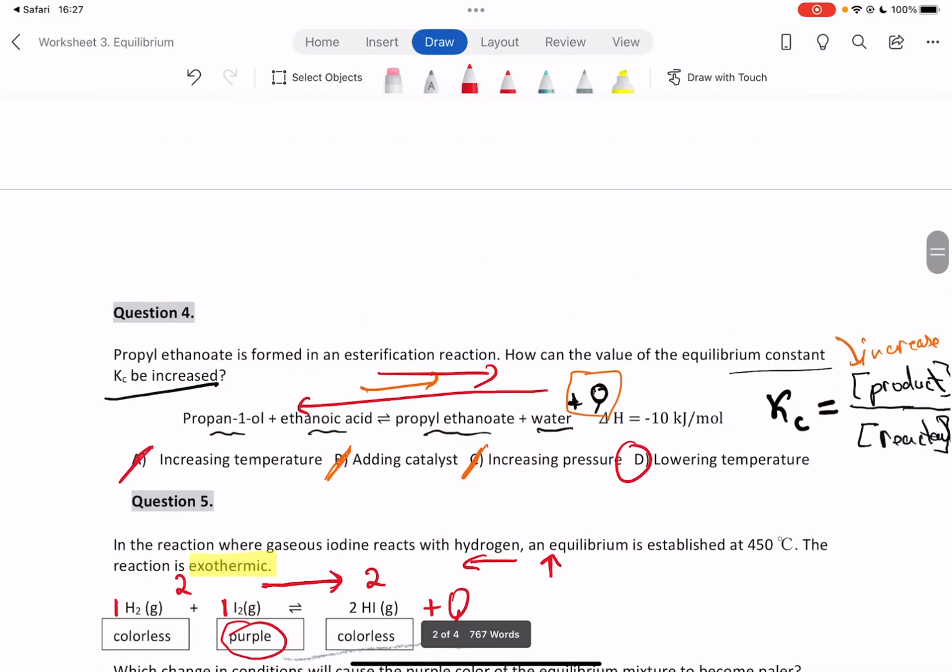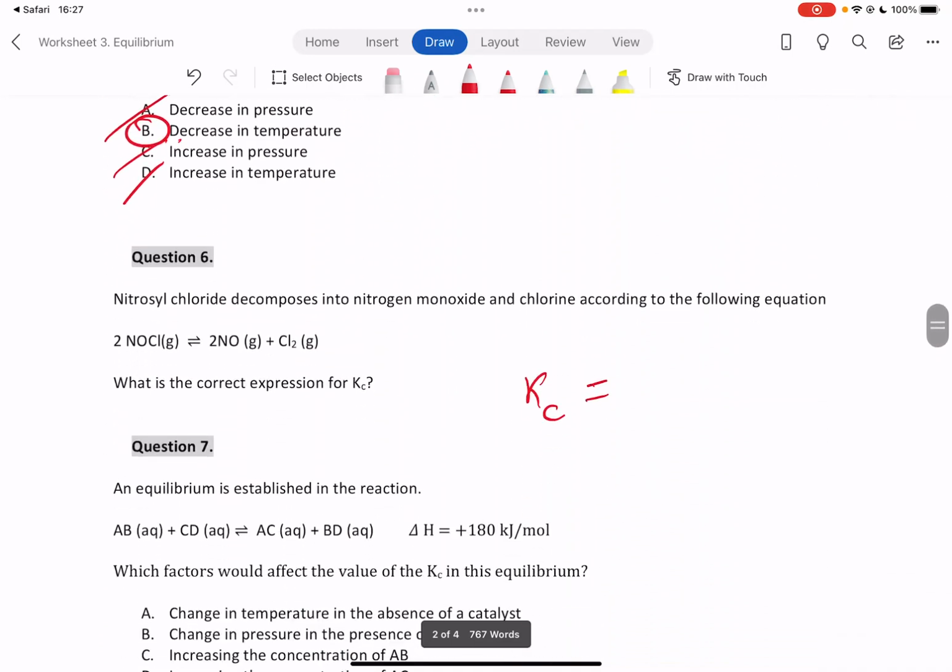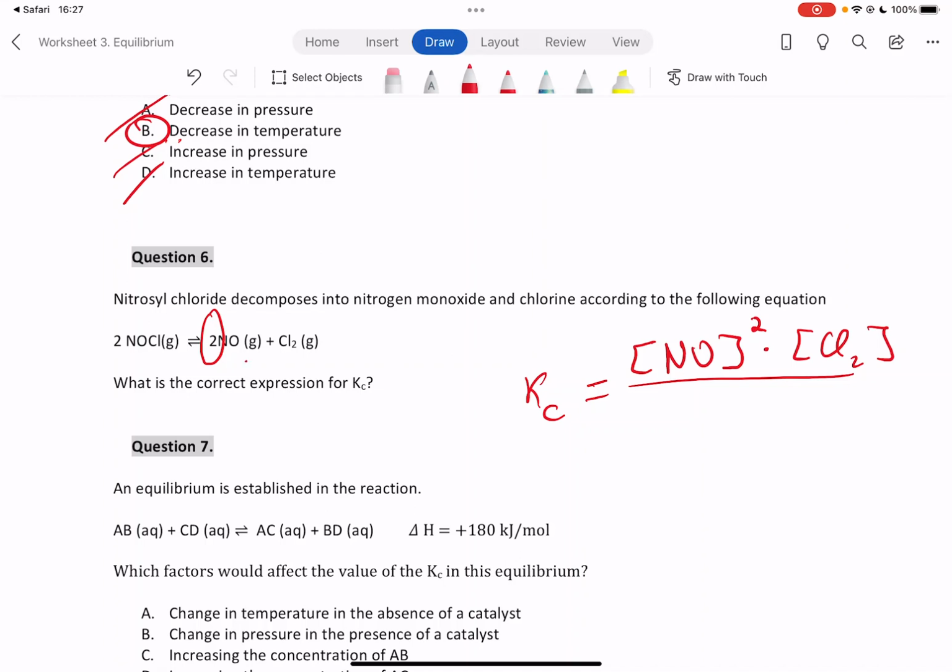Another easier question, Kc calculations. As we discussed previously, Kc is equal to products divided by reactants. So NO, as we have 2 in here, we put on the top, then Cl2. By the way, make sure that these are gases. For solids, we do not write them. For liquids, we do not write them. And NOCl, again, as we have 2 in the coefficient, we write 2 in here.